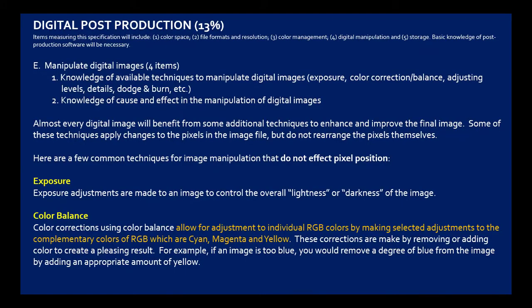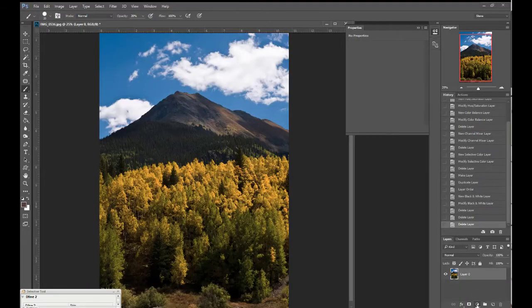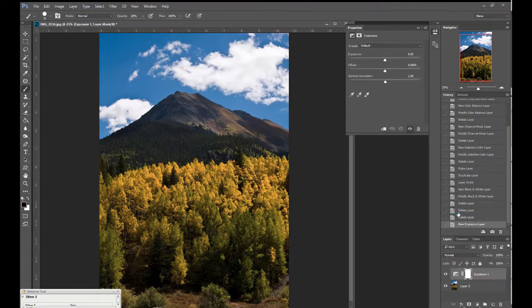Almost every digital image will benefit from some additional technique to enhance or improve the final image. Some of these techniques apply changes to the pixels in the image file, but do not rearrange the pixels themselves. Here are a few common techniques for image manipulation that do not rearrange the pixels. Exposure adjustments are made to an image to control the overall lightness or darkness of an image. Now this is generally a universal control where the entire image gets darker or lighter. We're not talking about selective areas within the image. Exposure controls adjust the entire image.